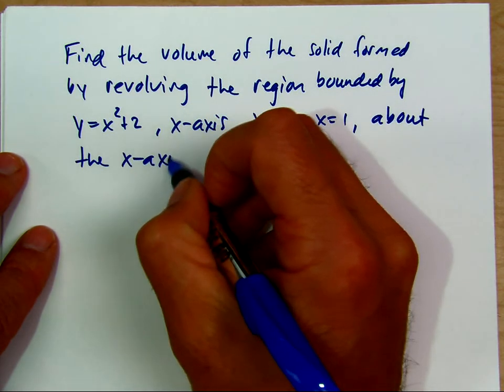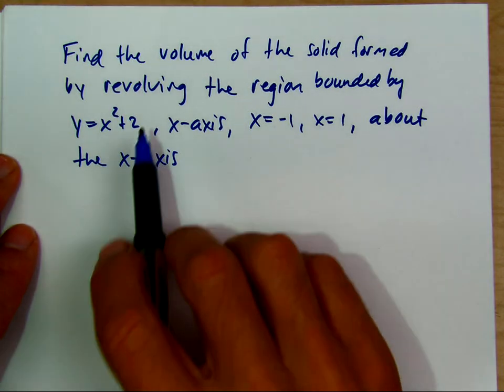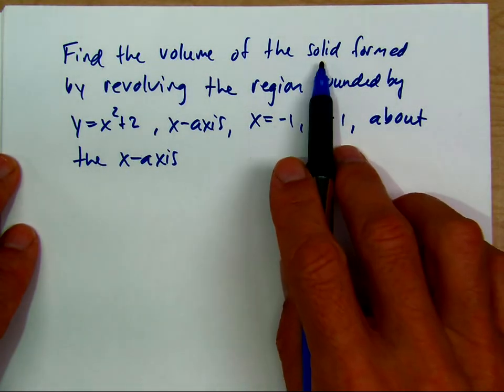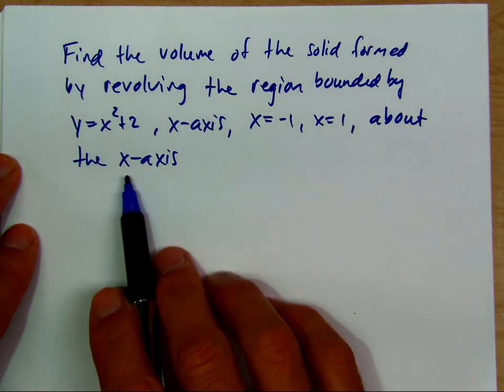x-axis. So I just have to write this much for the first time so you can see all the vocabulary, and then we'll shorten it. So we're going to find the volume of a solid. The solid is created by taking this region and rotating it about the x-axis.